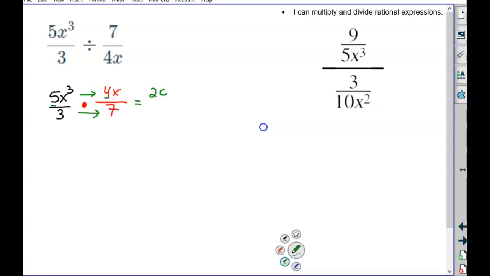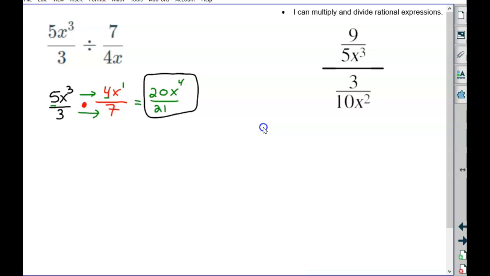5 times 4 is 20. X to the third times x to the first. Our rule is we add our exponents together when you're multiplying. So I've got x to the fourth over 3 times 7. And that's as far as we can go.